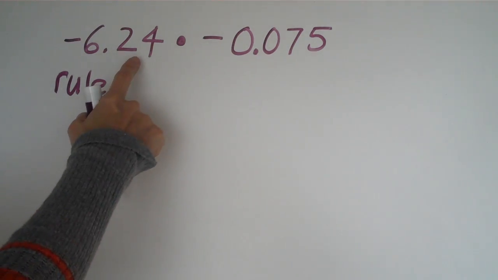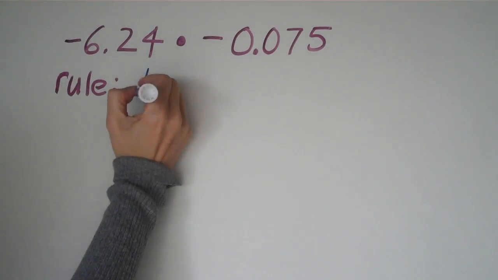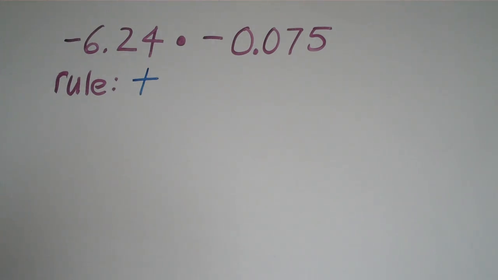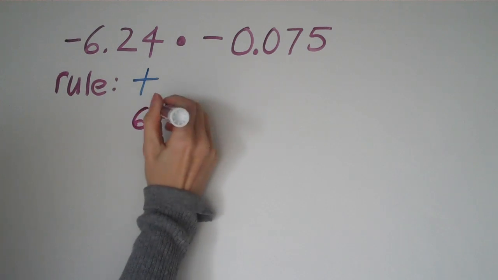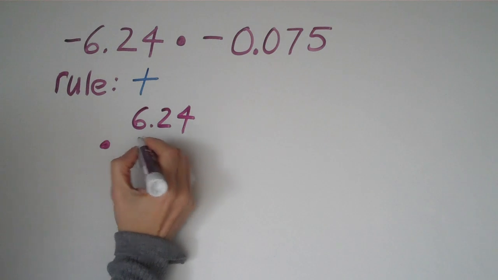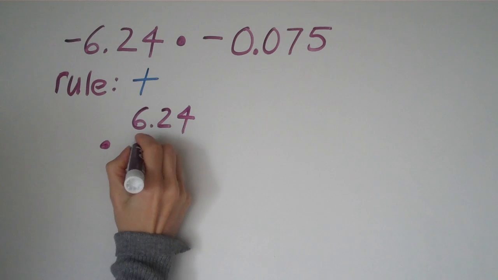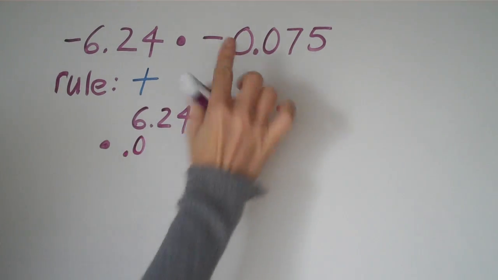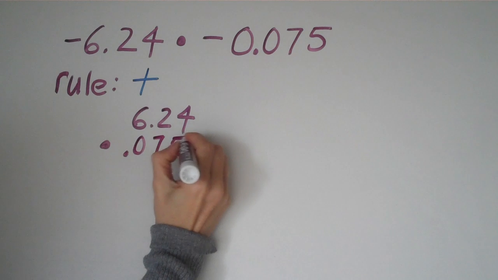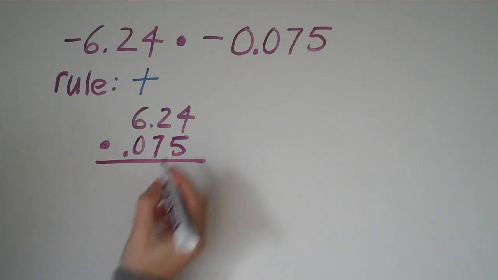Okay, so let's try another one. Again, we now have a negative times a negative. Well, we have the same signs, so in this case our answer is going to be positive. Okay, so then all we do now is simply rewrite our problem and do the multiplication. I have 6.24 times 0.075. I'm going to omit this 0 right here and write 0.75. I can do that for my multiplication. And then I'm just going to multiply it out.